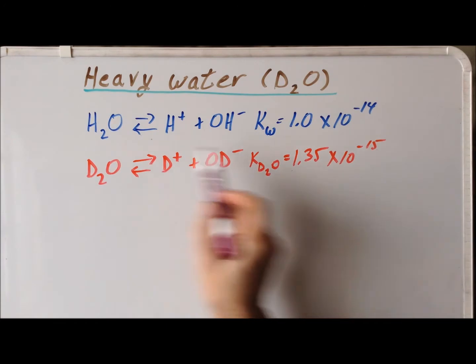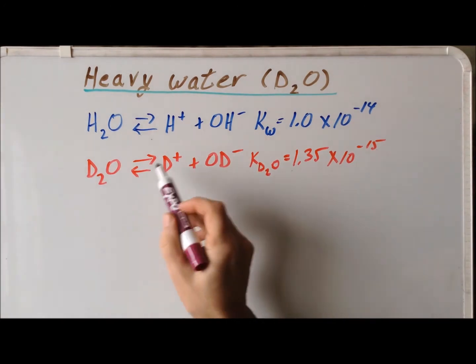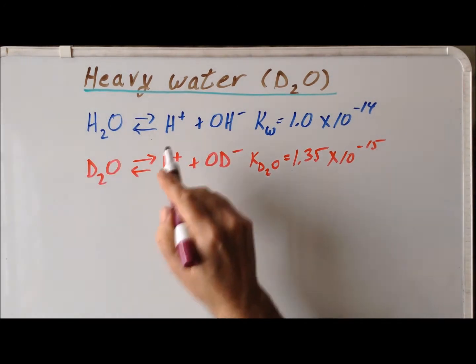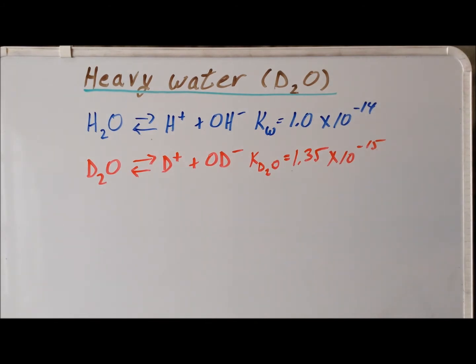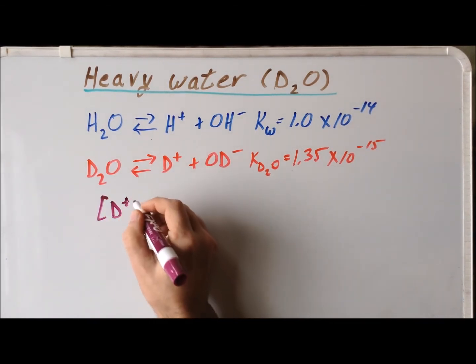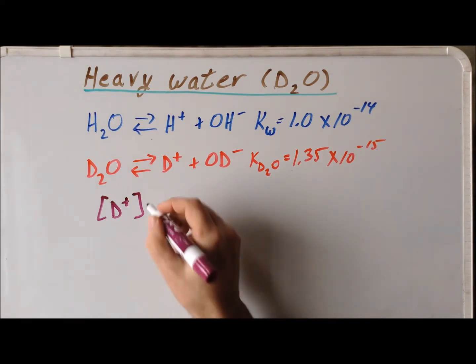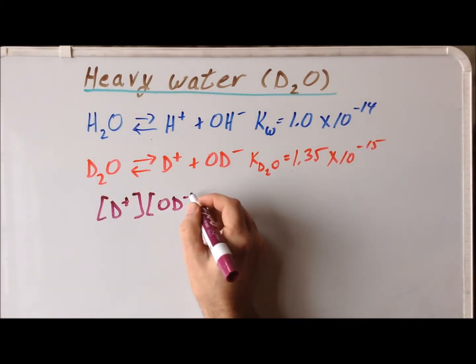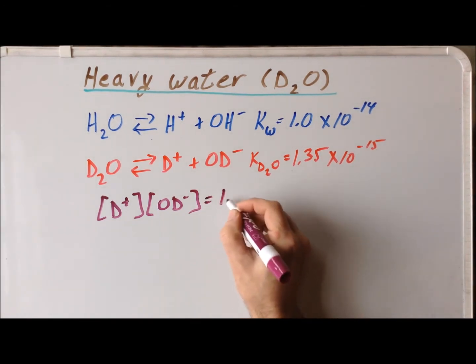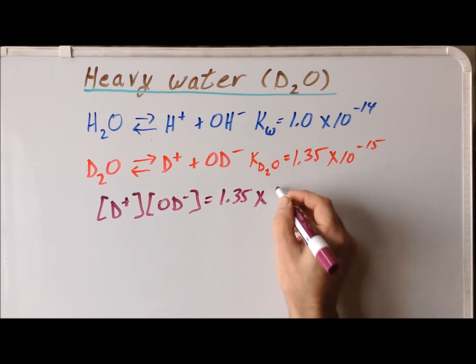We can use this reaction to determine the concentration of deuterium ion in a neutral solution of heavy water, just as we could use the first equilibrium constant expression to determine the concentration of hydrogen ion in a neutral solution of ordinary water. So, exactly by analogy, the equilibrium constant for heavy water is the concentration of D plus times the concentration of OD minus. And we know that this is equal to the ion dissociation constant, which here we've labeled as KD2O. And we know that this is equal to 1.35 times 10 to the minus 15.